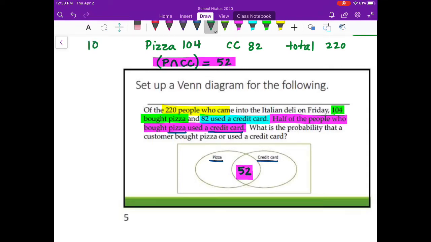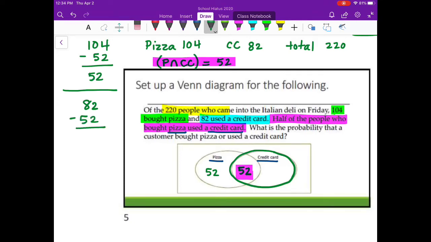Now to figure out how many people bought pizza but did not use a credit card, I'll subtract the number of people who did use a credit card to buy pizza from the total number of pizza purchasers, and that will give me 52 for the left-hand side of my Venn diagram. Then I'll do the same thing for the credit card users. So in the entire circle of credit card users, I should have 82 total. There are 52 already in there, so I need to subtract 52 here. That will give me 30 for this side.